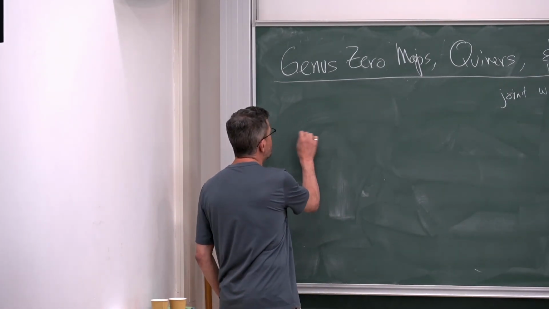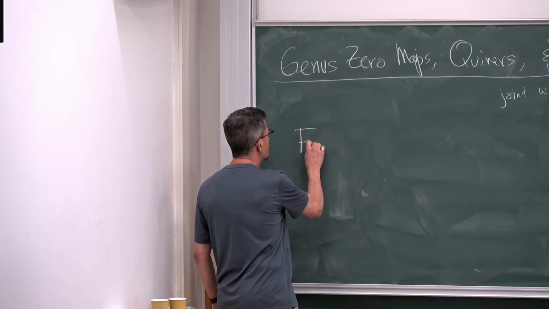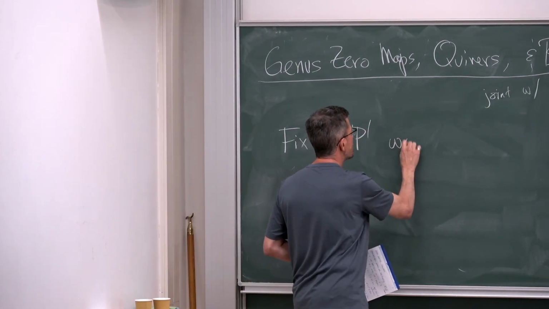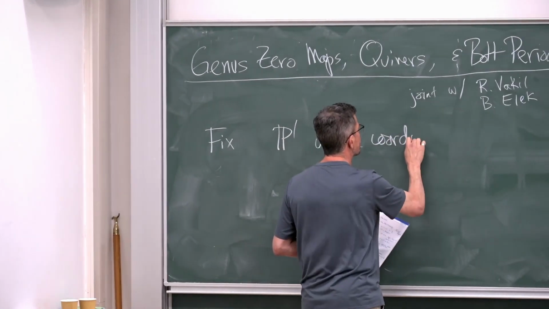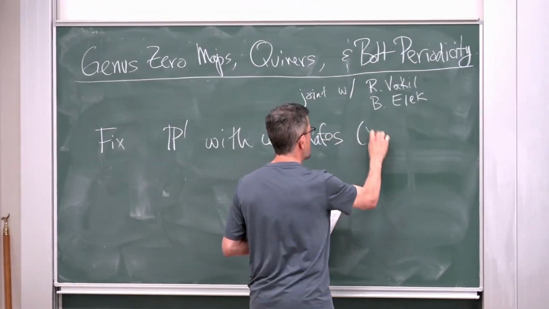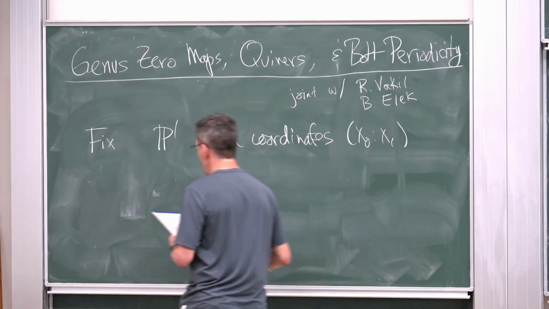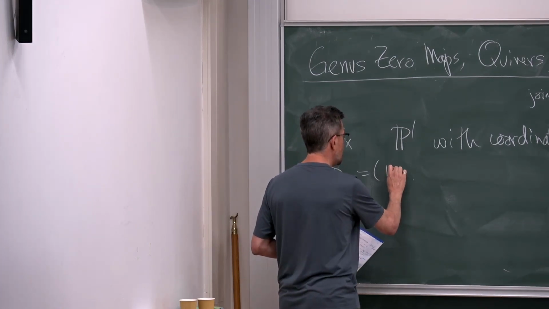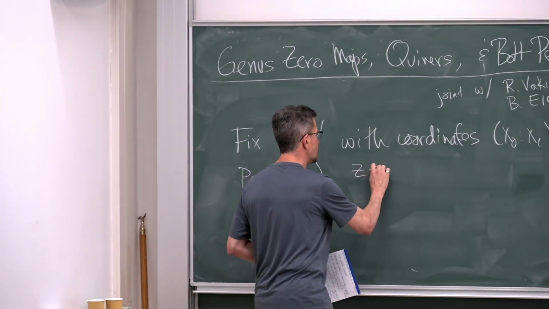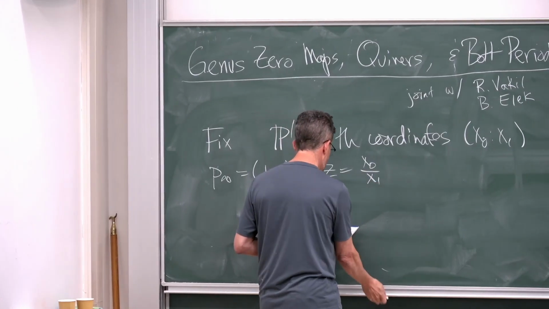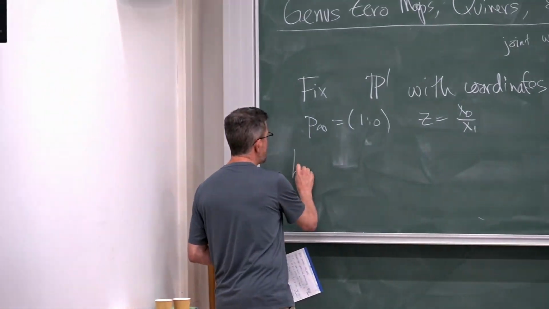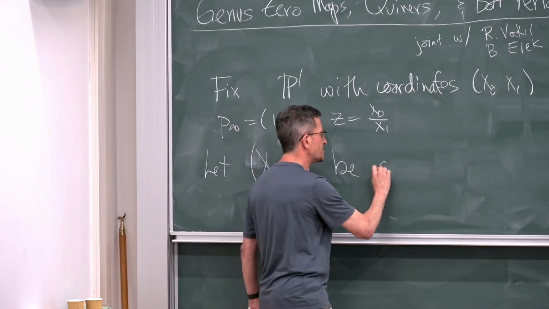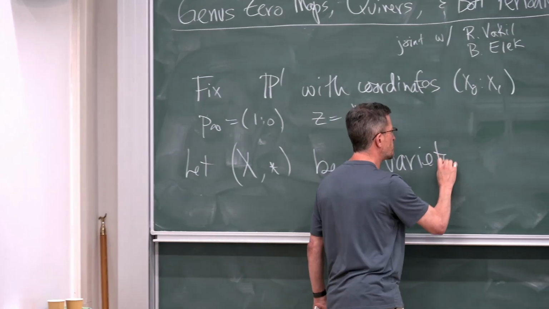So let me start off telling you what I'm thinking about here. Let's begin by fixing some coordinates: fix P1 with coordinates. The point at infinity is this one, so I have an affine coordinate z. And I want to let X, with a point, be a variety with a base point, with a chosen point.